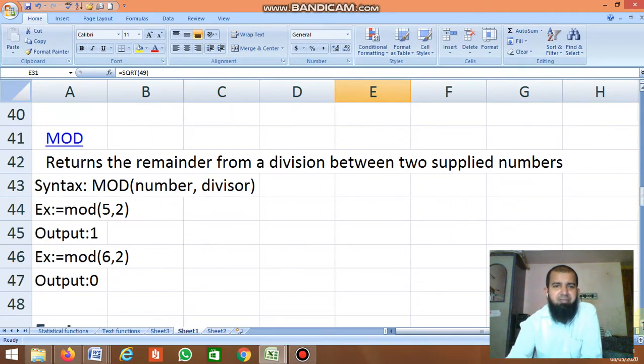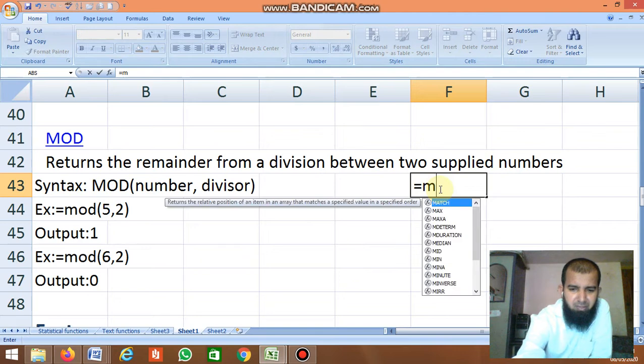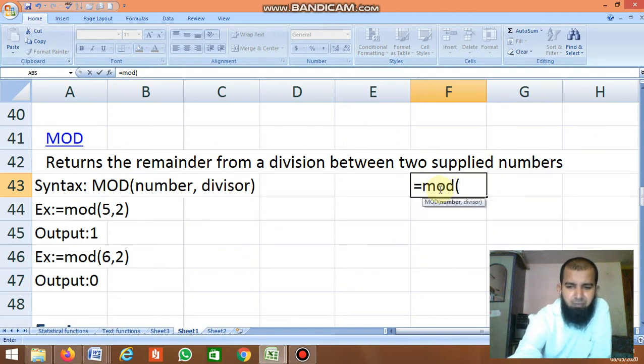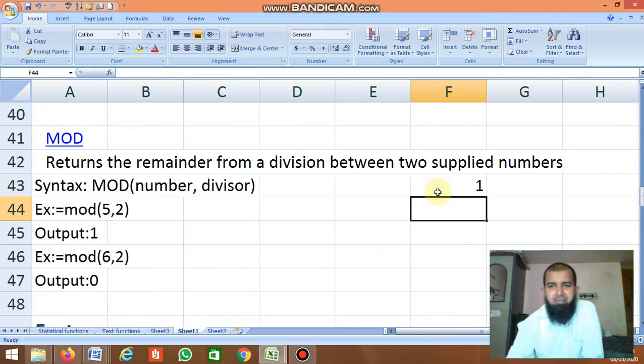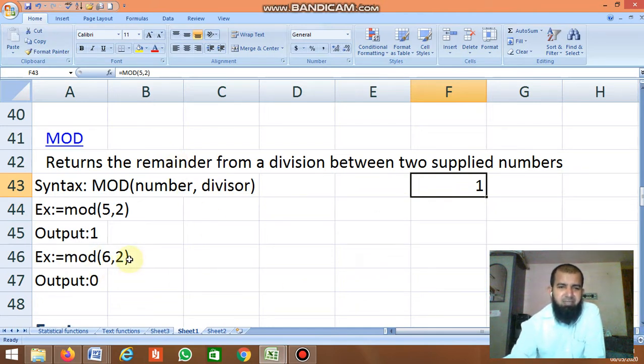MOD. Returns the remainder from a division between two supplied integers. Mod, number comma divisor. If you divide 5 by 2, what is the remainder? 1 is the remainder. So equal to mod 5 comma 2. What is the remainder? 1 is the remainder. You get 1. Mod returns the remainder. Here, 6 divided by 2, 2 threes are 6. What is the remainder? 0 is the remainder.